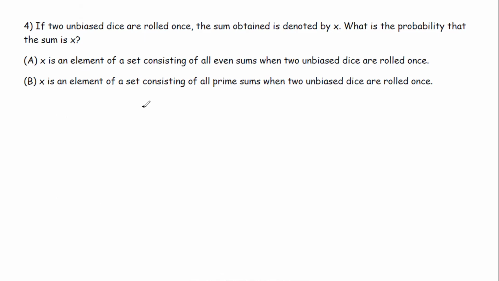We know that when two dice are rolled, the sums that we can get are 2, 4, 6, 8, 10, 12, and that's it. 6 and 6 is the highest, and 1 and 1 is the lowest sum on a dice. So statements A, B, C, D, E. What is the probability that the sum is?